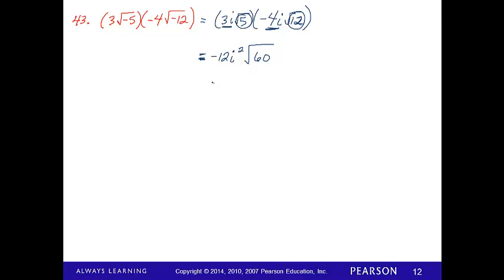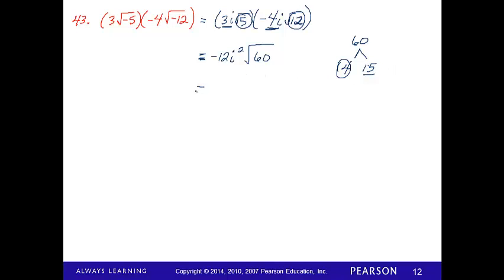And then, of course, let's go ahead and simplify, because 60 can be broken down. And since it's a square root, we're looking for a perfect square. So 60 can be obtained by doing 4 times 15. Is that correct? Yes. 4 is the perfect square. 15 does not have a perfect square inside of it.